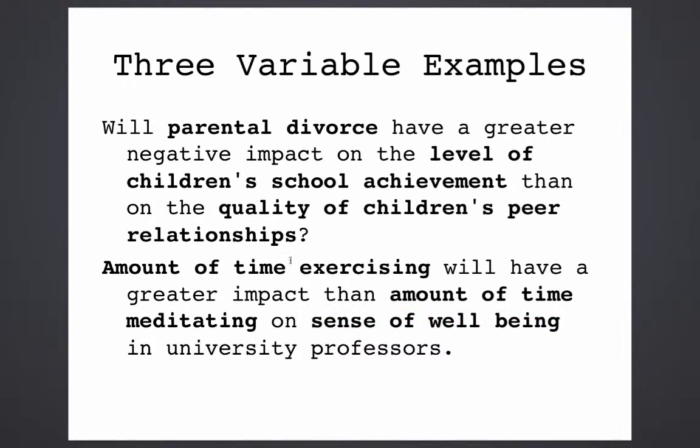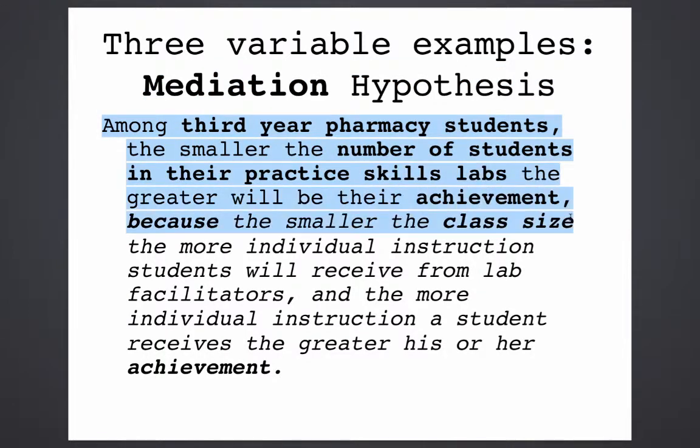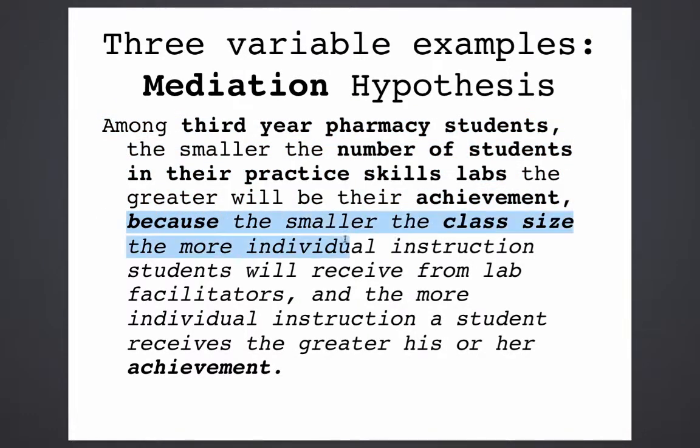So the picture you have in your mind is two circles, one for amount of time exercising and one for amount of time meditating, each with an arrow coming out and pointing at sense of well-being. We've already done an example of mediation, but here's a second one. I'm not going to read through this, but essentially you see the word because here. So it starts off by saying that there's a relationship between these two variables, and the reason it exists is because of this mediating variable.